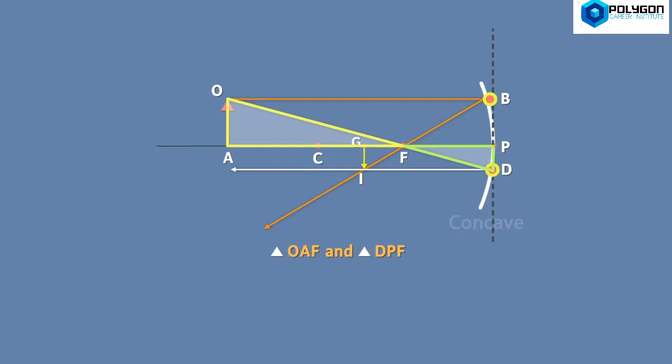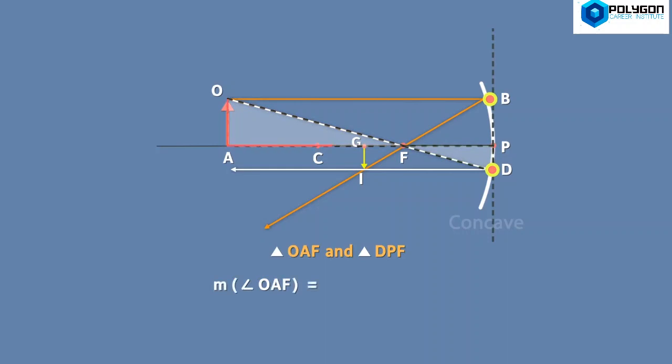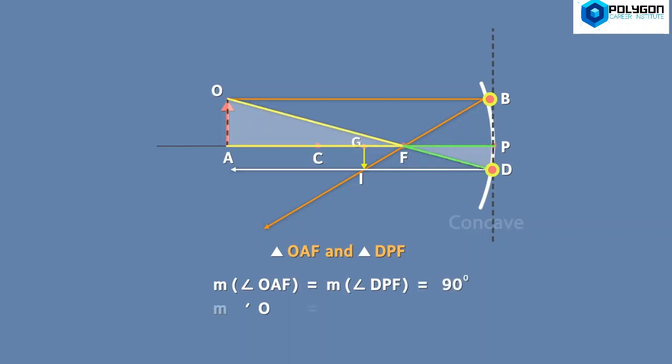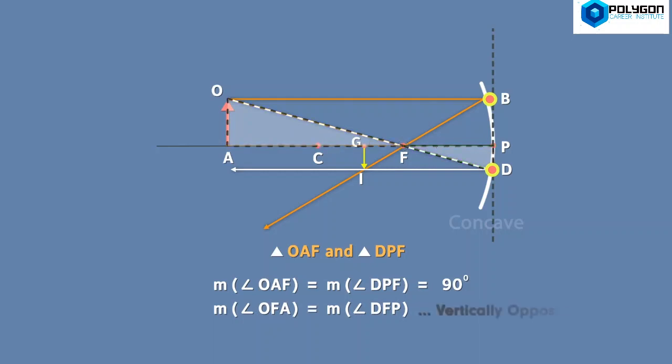Let me first just draw them separately here. We see that angle OAF is equal to angle DPF. Why? They both measure 90 degrees. What about these two angles, angle OFA and angle DFP? When two lines intersect, the vertically opposite angles are always equal. Hence, these two angles are equal too.